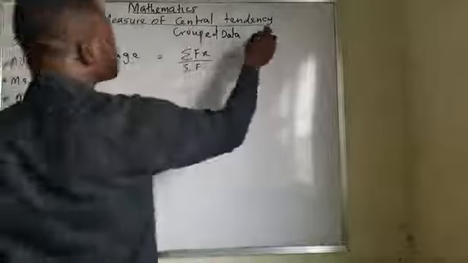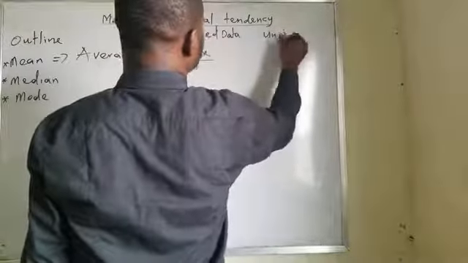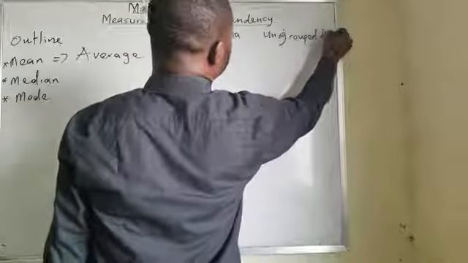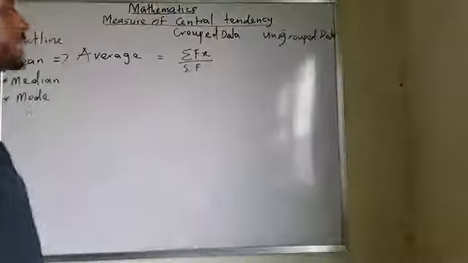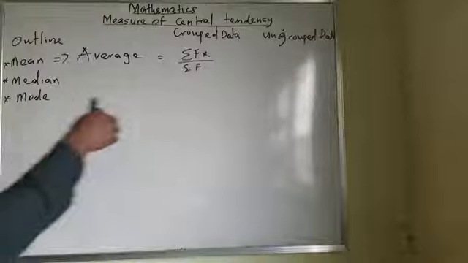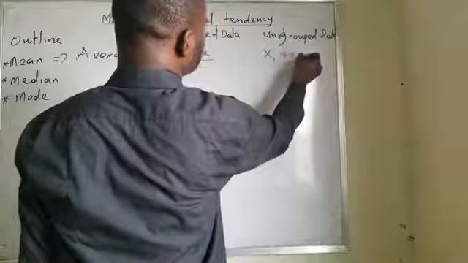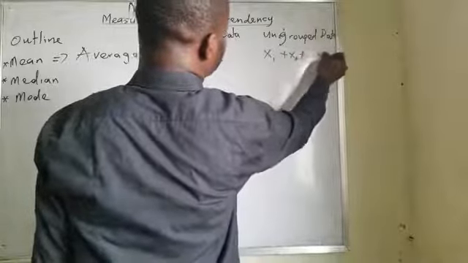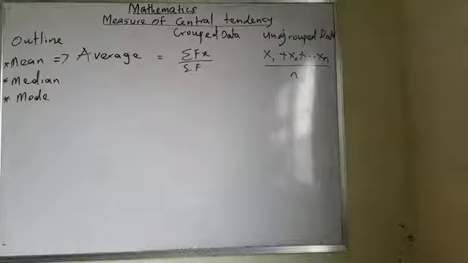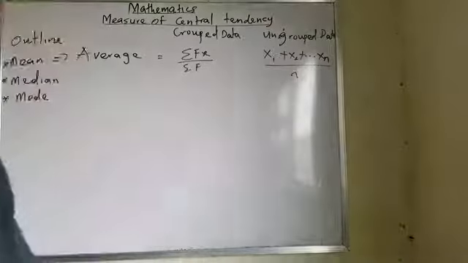But if it is ungrouped data, we just have what? My ungrouped data, it will be x1 plus x2 plus, and so on to the last, divided by n, which is the number. Please take note of that. This is for grouped. This is ungrouped. Please take note of those things.